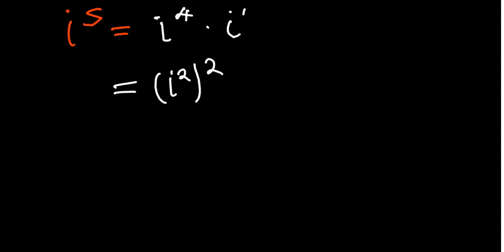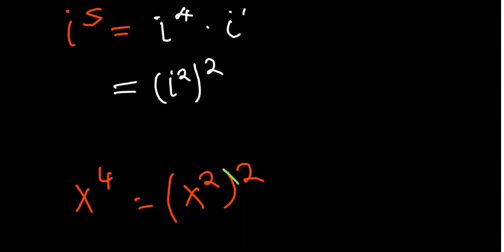What I'm trying to say is this. In a case where you have x to the power 4, it's the same as x squared, and then I put a 2 outside. Indices tell us you can multiply that to take you back to x to the power 4, right? Right.